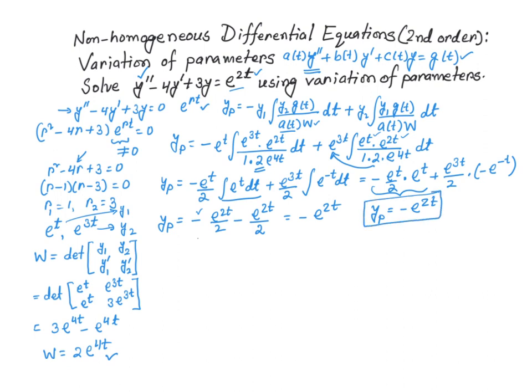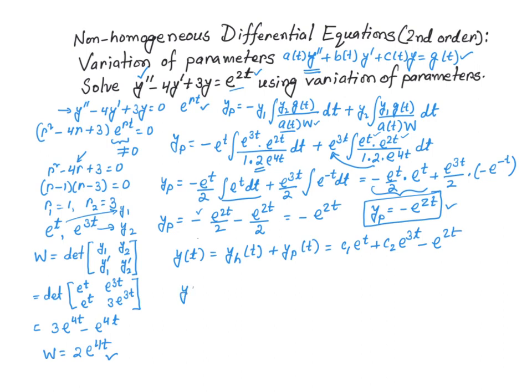Now your general solution is going to be y of t is equal to y sub h of t, right? The homogeneous part of the solution plus y sub p of t. Now, y sub h of t is just the linear combination of y1 and y2, right? So it's going to be c1 e to the power t plus c2 e to the power 3t, right? Then the particular solution, we found it to be negative e to the power 2t. Negative e to the power 2t.